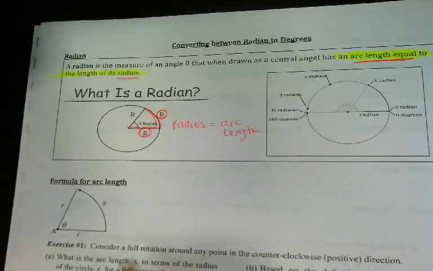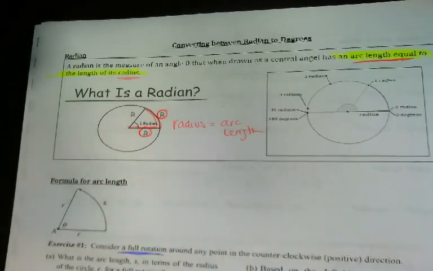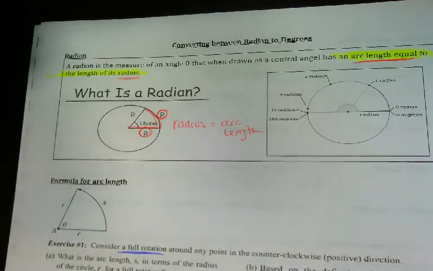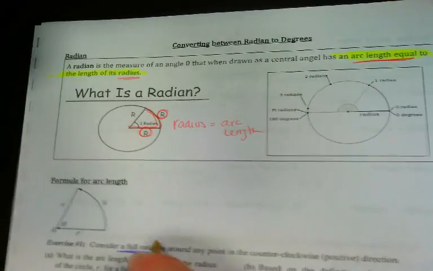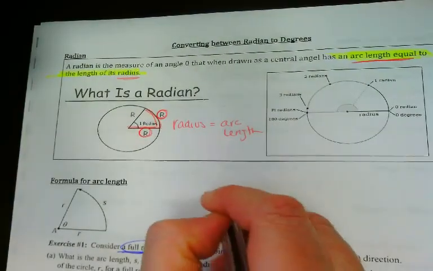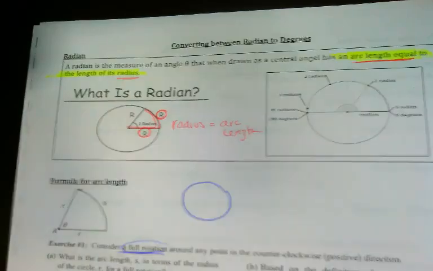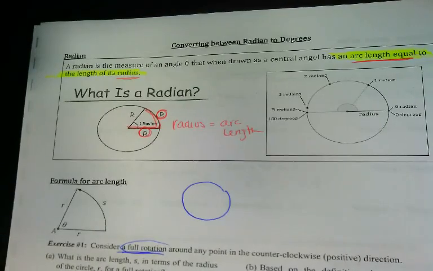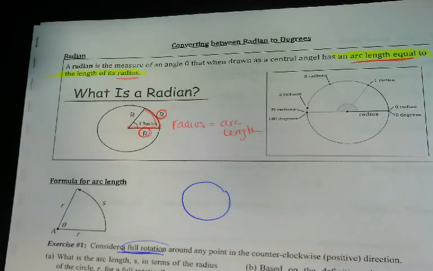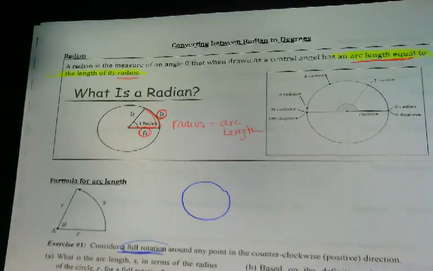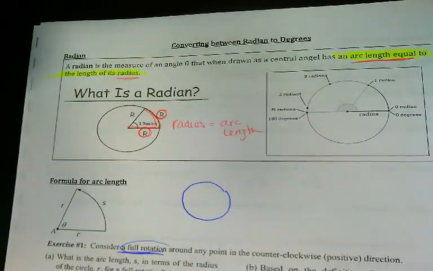Consider a full rotation around any point in the counterclockwise positive direction. What is the arc length S in terms of the radius of the circle for a full rotation? Let's talk about what a full rotation is. If you went a full rotation, you went all the way around the circle. What is that describing? What's the distance around the circle called? Perimeter, but we call it a circumference.